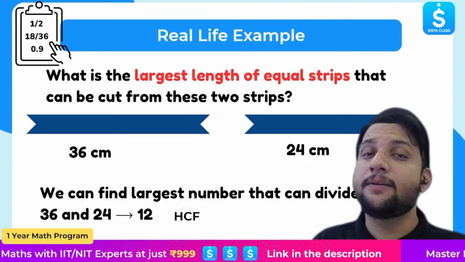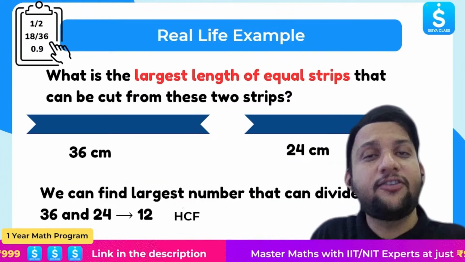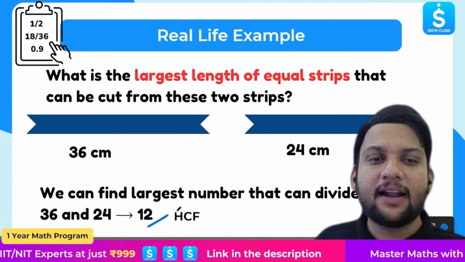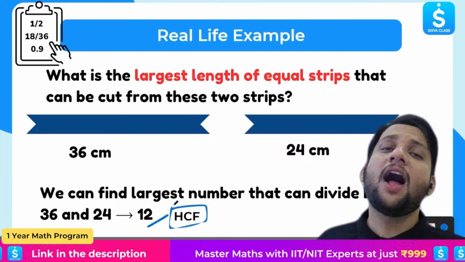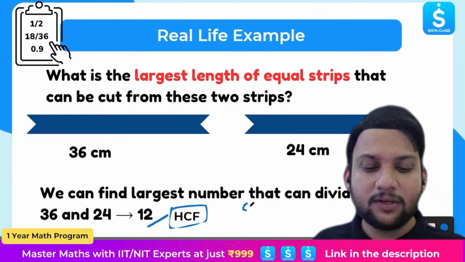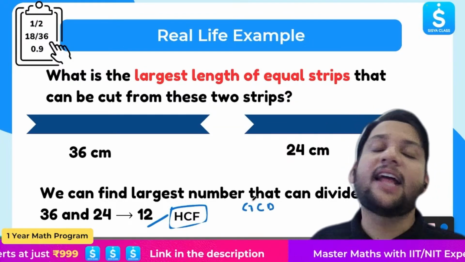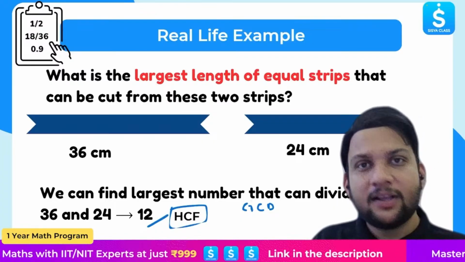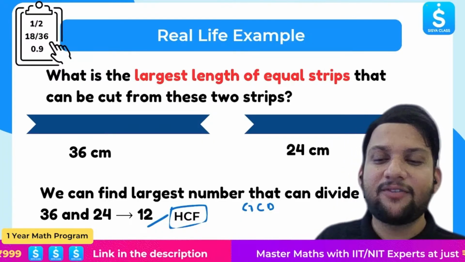So dear students, what we are finding is the largest number that can divide both 36 and 24. That's what we have to do, right? And in this case, that is 12. This is known as HCF, or highest common factor, or in some books it is also called GCD, that is, greatest common divisor. I hope it is clear up till now. So this is one real life application which I have tried to show you.